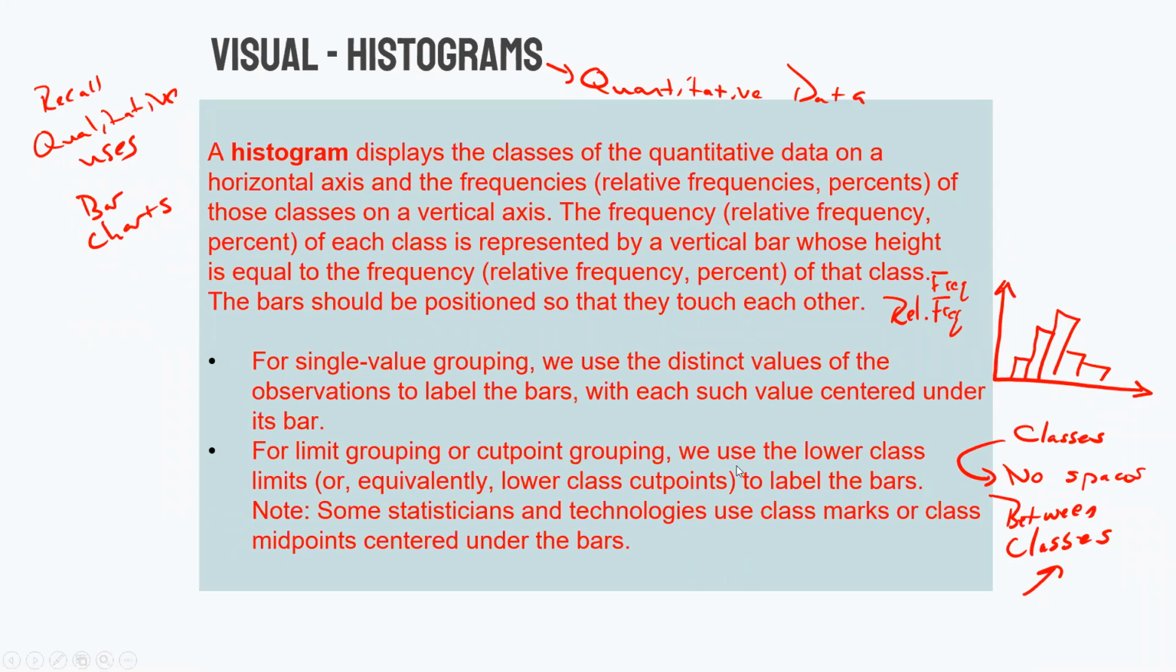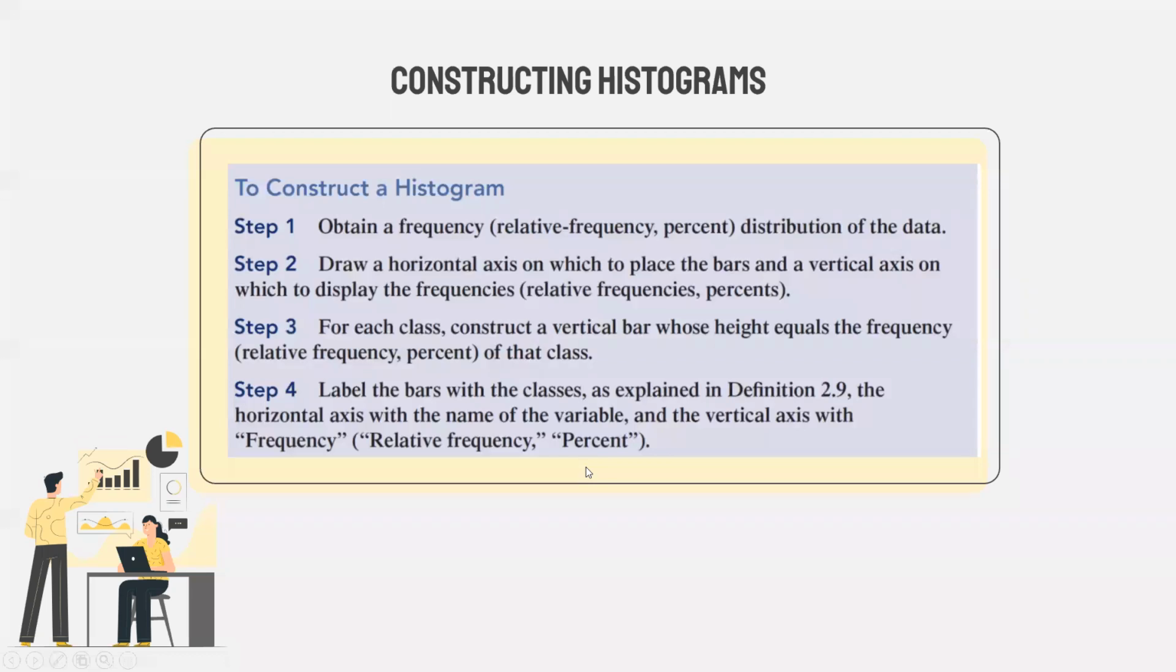Okay. And there's a bunch of different ways you can visually mark the classes. For single value grouping, we use distinct values of observations to label the bars, where we center them under the bars. For limit groupings, or cutoff grouping, as it can also be called, we use lower limits at the end of each bar to denote where one class ends and one class begins. I'm going to show you an example of both of these in a second. So to construct a histogram, I'm going to skip this a little bit and just show you how to do it, and it'll make sense as I walk through the examples.